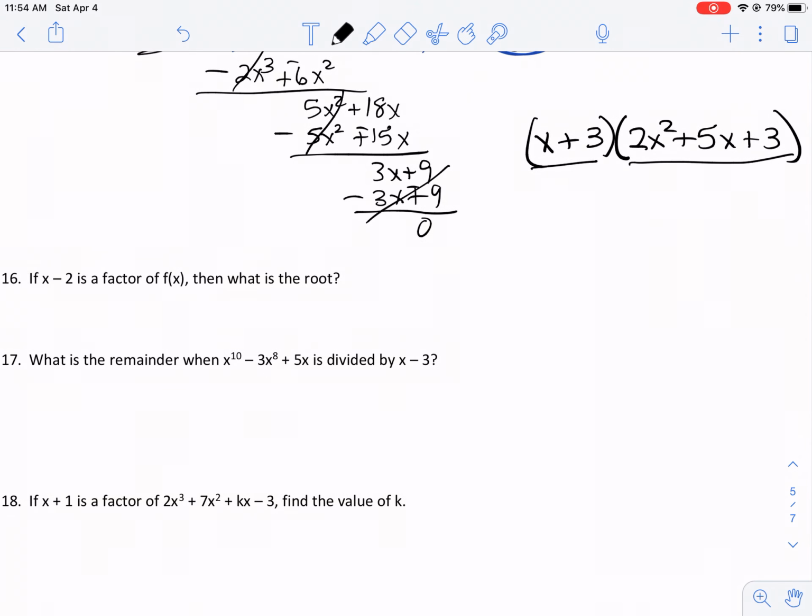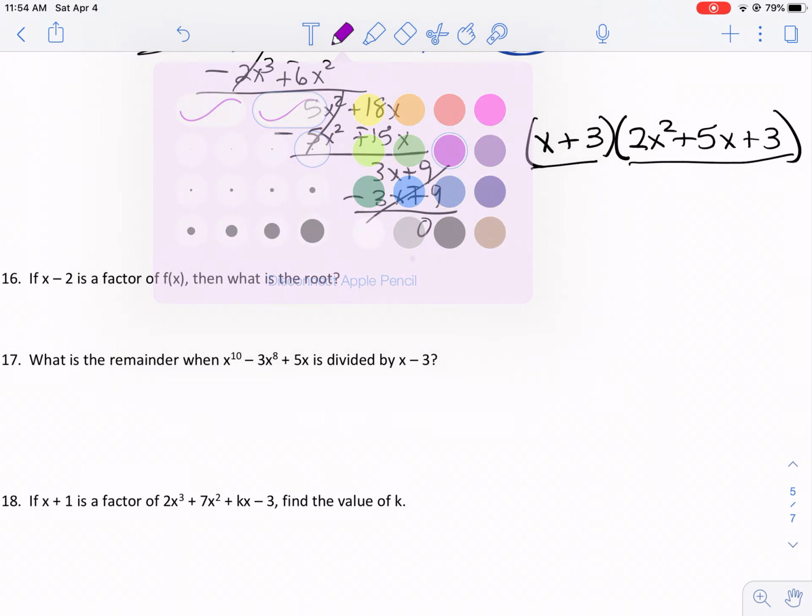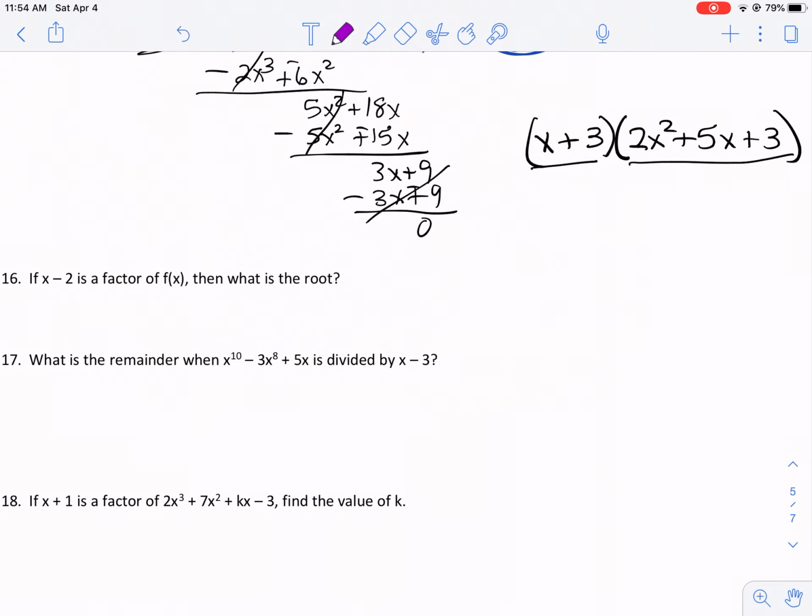The other factor I got is a quadratic, and I really do need to check to see if I can factor it farther. So if I do factor by grouping, 2 times 3 makes 6. The 2 plus 3 makes the 5 in the middle. Therefore, I can factor this more.